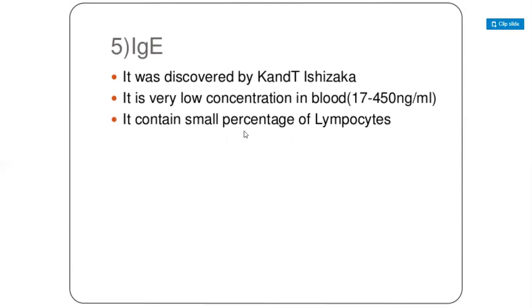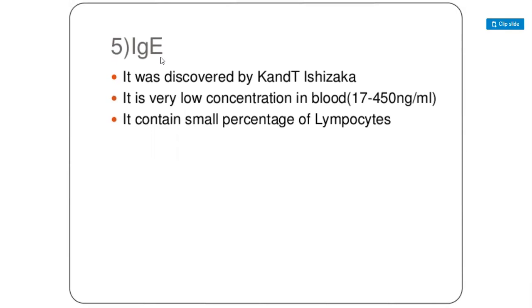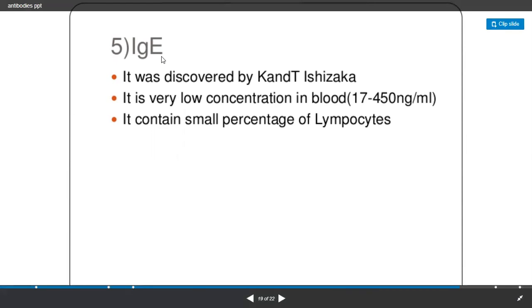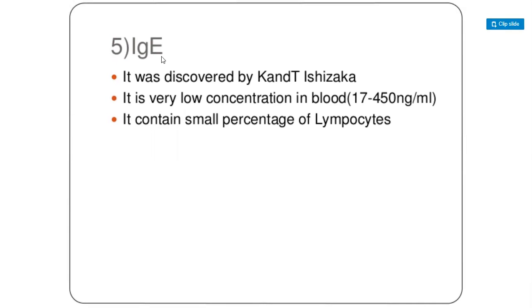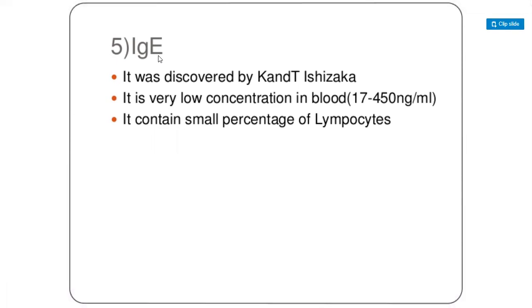IgE is the next antibody. IgE has the epsilon chain, and it is found in very low concentration. We can also say E for allergy, as it is found in allergic reactions. It contains epsilon chains and is used in allergic reactions, and it is also found on a small percentage of lymphocytes.